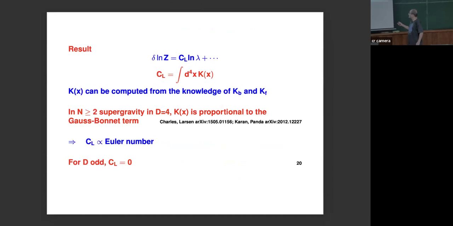So the final expression using the heat kernel has an integral of this form, right? Where k of x is something that you can calculate once and for all for a given theory. Once you have the massless spectrum and their interactions, you can calculate this heat kernel k of x, okay? And then the log lambda dependence is just this integral.